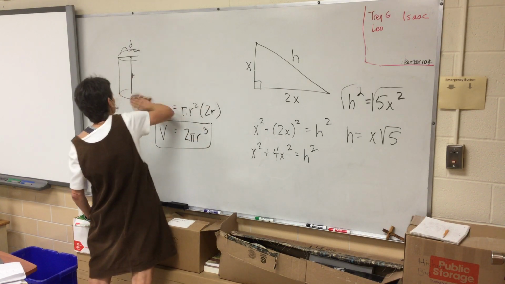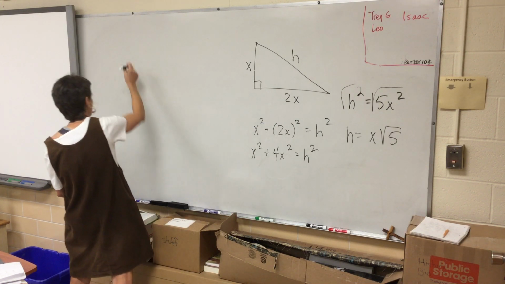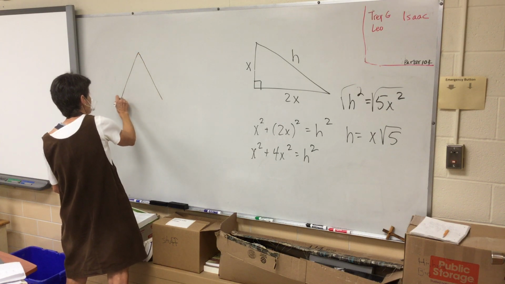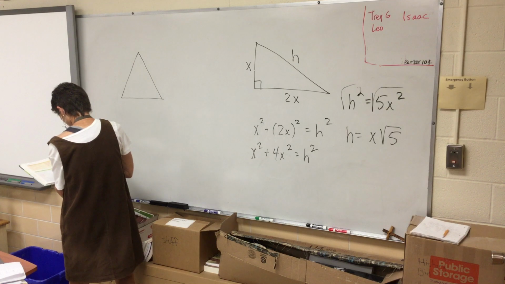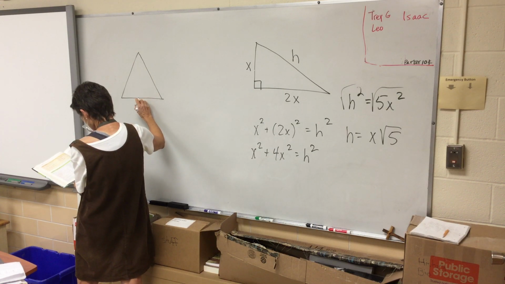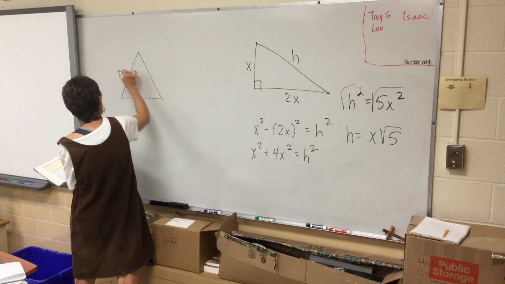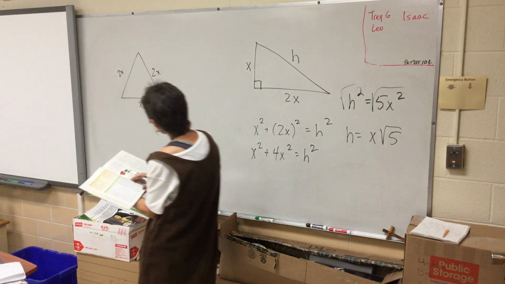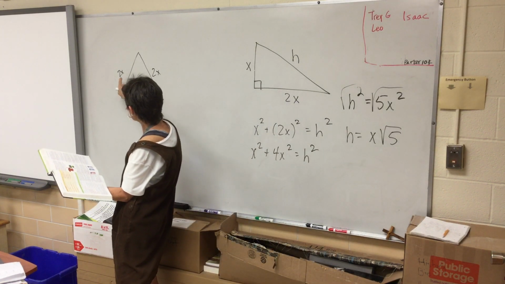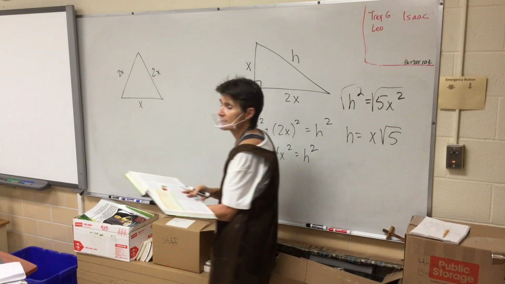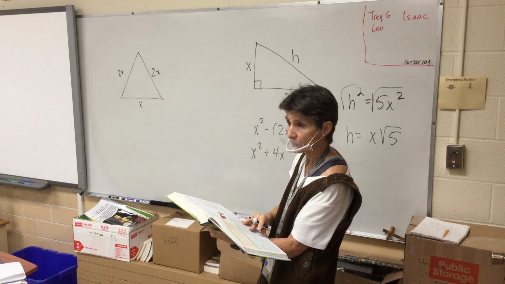The base of an isosceles triangle. So I have an isosceles triangle. What does isosceles mean? Two sides are the same. It says the base is half as long as the two equal sides. So I'm going to draw a picture that looks like that. The base is half as long as the two equal sides. Does that make sense to you?